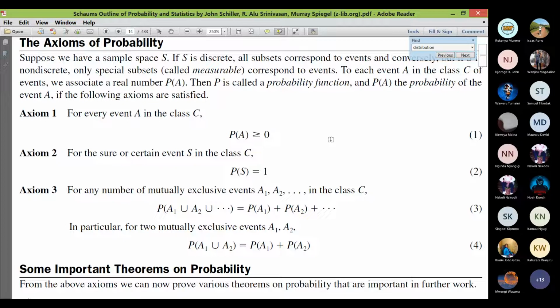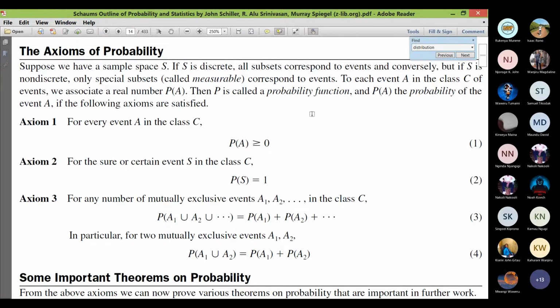I think you need to go back to understand what that A is. Just slightly back. So suppose that we have a sample space S. By now you know what a sample space is. If S is discrete, that means the elements there we can count. All subsets correspond to events. Like if you want only tails, that's a subset of S. If you're tossing a die, you may only want odd numbers, which is 1, 3, 5. That's a subset of the sample space. So we call them events.